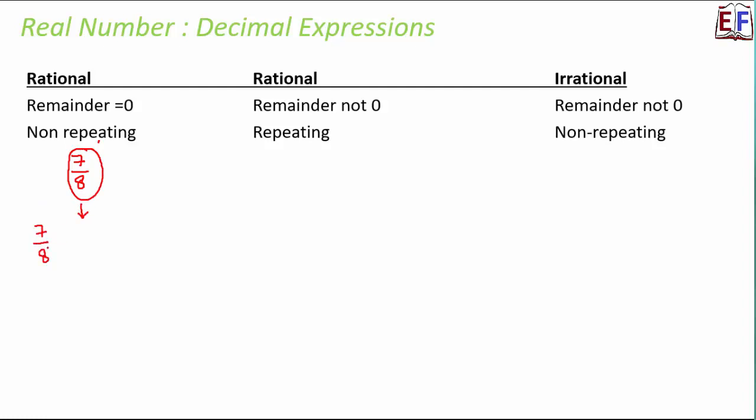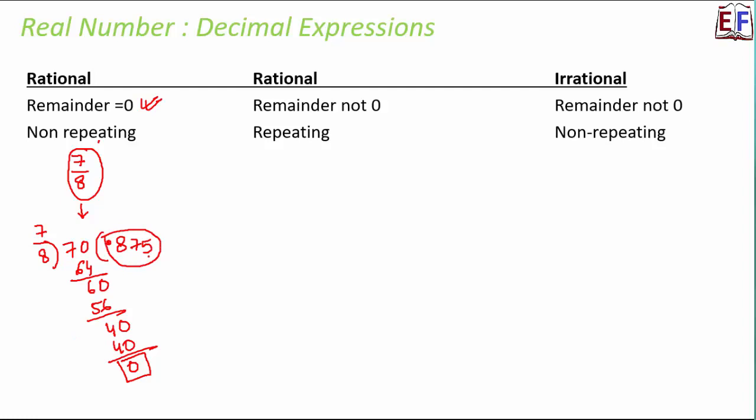So 7 by 8, if I have to convert into decimal, this is how it will be. 8 8s are 64, so we are left with 6. 8 7s are 56, this is 4. 8 5s are 40. So what happens? What is the remainder that we get here? Remainder is 0. And what is the type of decimal that we get here? It is non-repeating. So the digits are not repeating. So it is non-repeating and the remainder is 0. So this is what I meant.